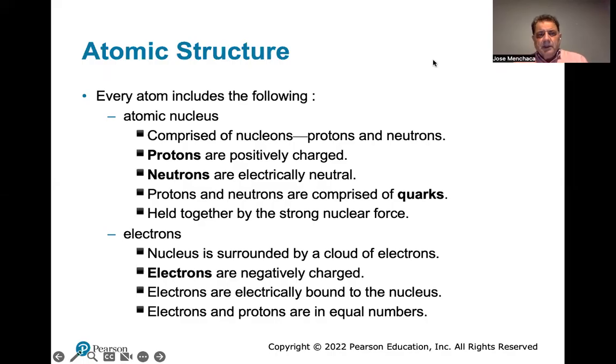Okay, we're continuing with part two of chapter 11 of conceptual physics. We're going to discuss the atomic structure. Every atom includes the following: an atomic nucleus, which is comprised of nucleons, which are protons and neutrons.